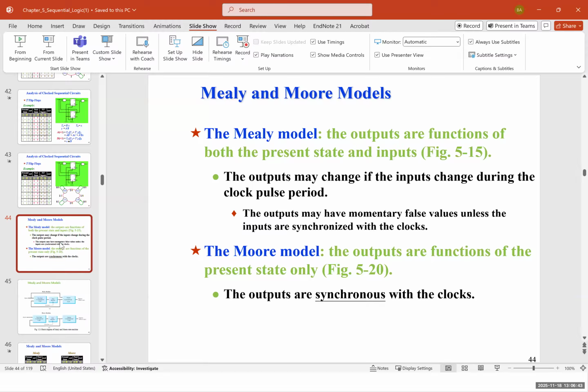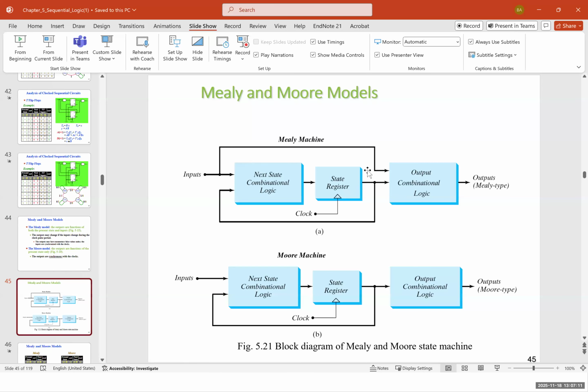So the difference between the Mealy and the Moore model is that the Mealy is a function of both the present state and the input, but the Moore model is a function of the present state only. The outputs are synchronous with the clock in a Moore model, but in Mealy it can be synchronous or it may not be synchronous. This figure shows the Mealy and Moore models, the structure for them.